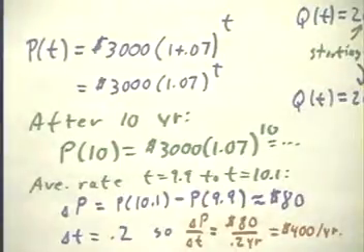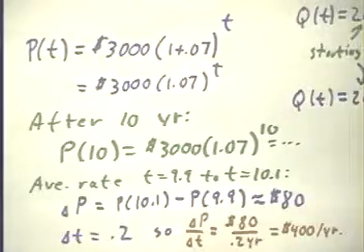Today's quiz had to do with finding the exponential function that gives the principal on a $3,000 investment at a 7% interest rate, and we're trying to find, again, the exponential function P(t) that corresponds to that situation.